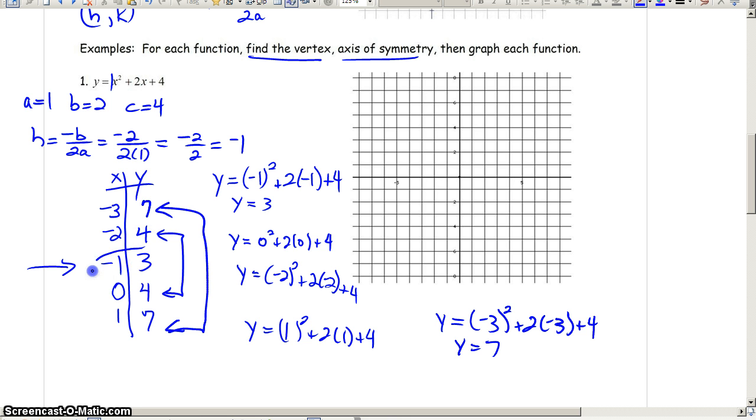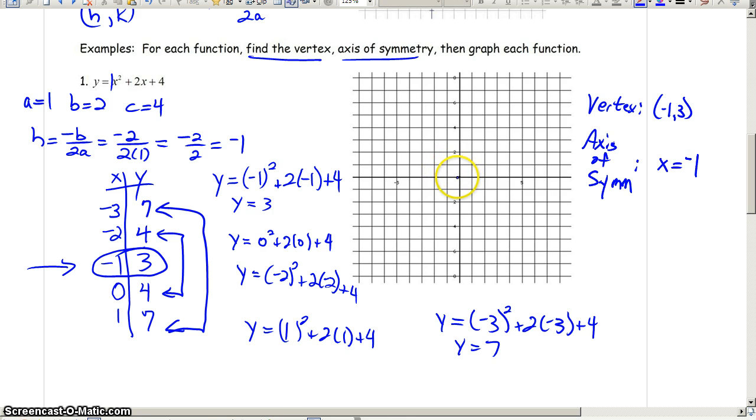Now, what we built our table around is our vertex. They're always going to ask us to plot the vertex. That'll be the point -1, 3. Our axis of symmetry, well, that is a line. It's the line x equals something. It's always x equals the x coordinate of the vertex. So it will be x equals -1.